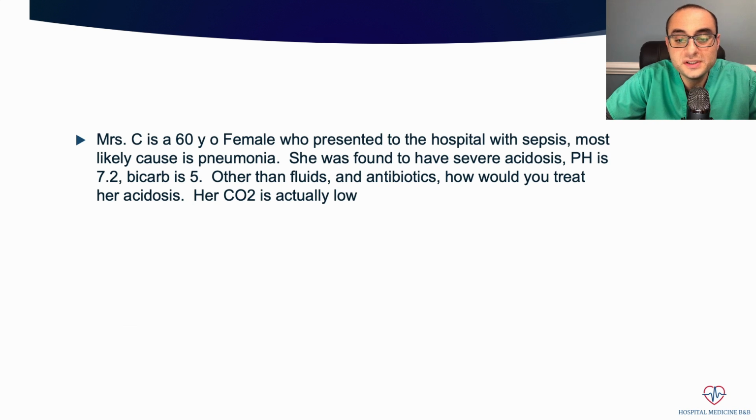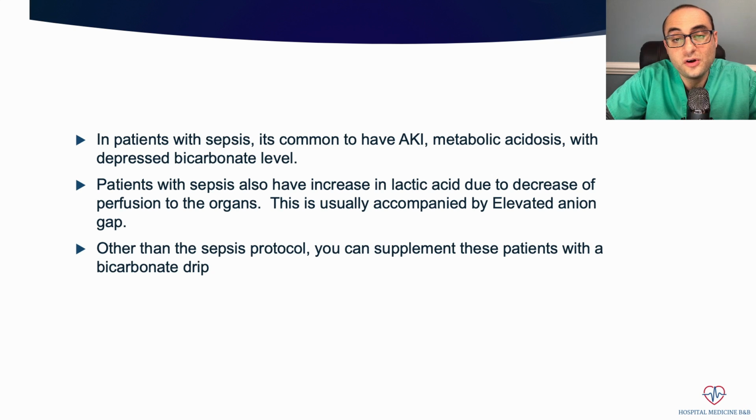So other than fluids and antibiotics, how would you treat this acutely? So this patient has acute kidney injury or acute kidney failure from the sepsis, and her creatinine is up and her bicarb is low. So in these patients, you can actually start them on a bicarbonate drip, okay? And this happens a lot.